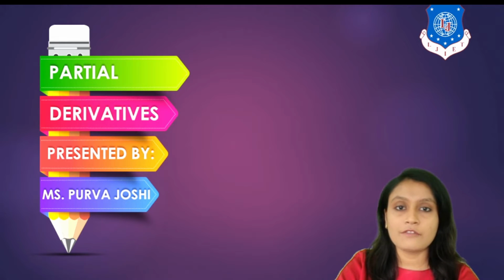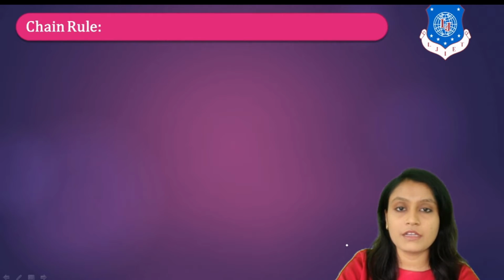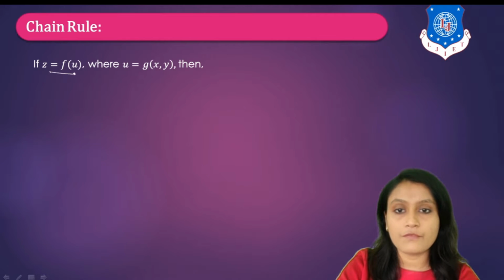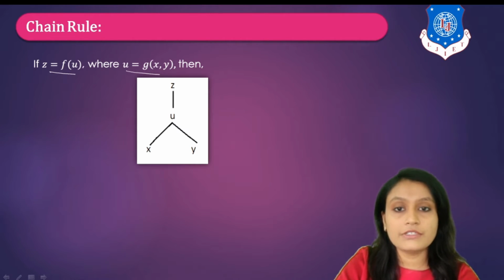Today we are going to solve a few examples of partial derivatives, and the topic we are going to study is chain rule. So let's begin with the chain rule. Now if z is equal to f of u, meaning z is some function of u, where this u is some function of x and y, then we will draw a tree diagram.